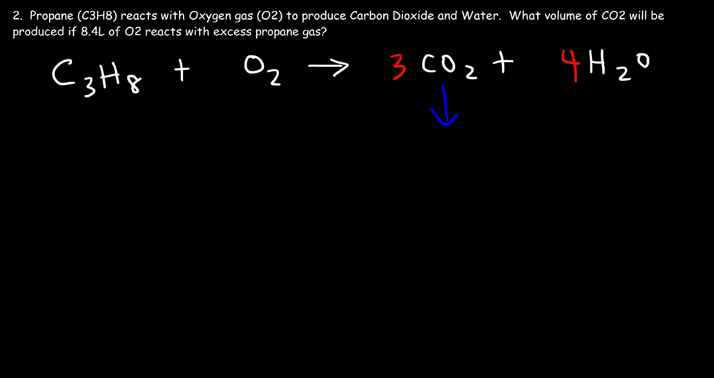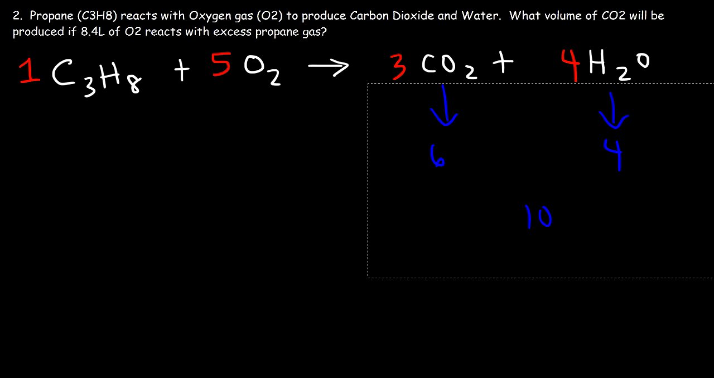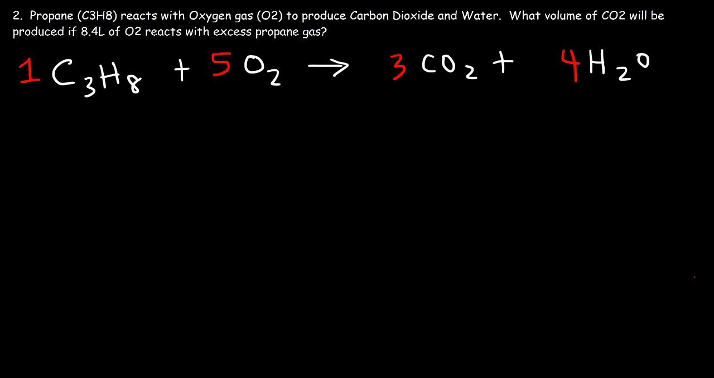Now I have 6 oxygen atoms from the 3 CO2 molecules. 3 times 2 is 6. And I have 4 oxygen atoms in the 4 water molecules. 4 times 1 is 4. So I have a total of 10 oxygen atoms on the right side. 10 divided by 2 is 5. So I need to put a 5 in front of O2. And so now I have a balanced chemical equation. In this problem, I need to convert 8.4 liters of O2 to liters of CO2. Propane gas is the excess reactant, so I don't have to worry about that.